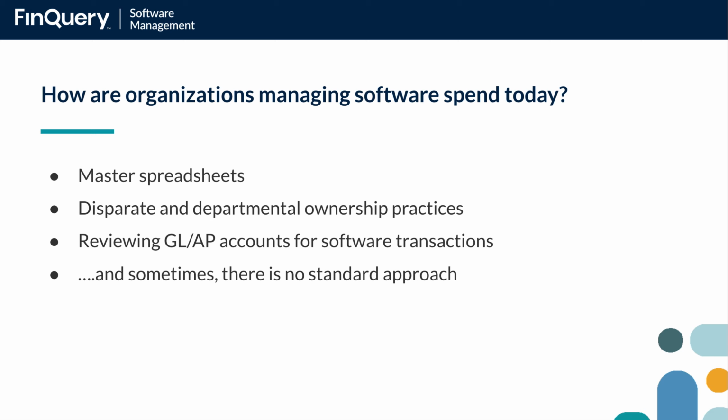Many times when we are speaking with businesses, they are tracking all of their software applications and expenses within a master or central spreadsheet that's either owned by IT or finance. But many times the spreadsheet is lacking key details because of the nature of disparate and departmental ownership practices that exist within the business in relation to their SaaS. And finance teams are struggling because they're reviewing general ledger and AP accounts manually to try to identify software transactions that may be occurring in the business.